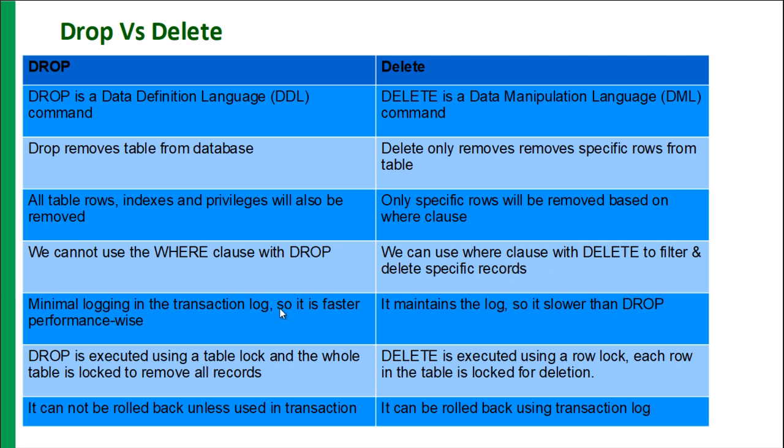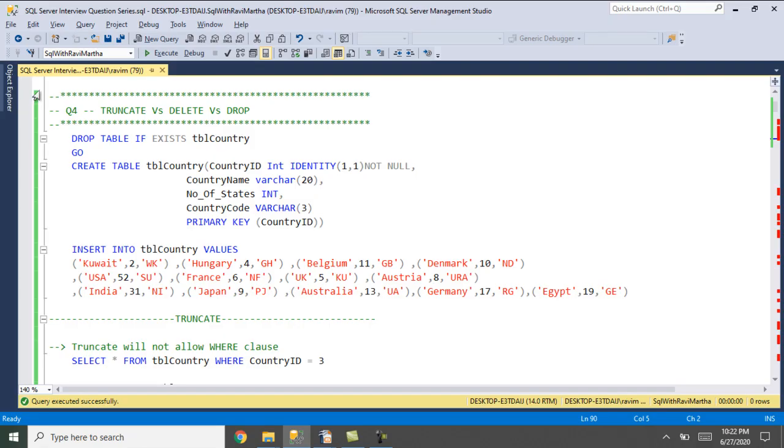Minimal logging will be done in the transaction log for drop, so performance-wise it is faster, whereas delete maintains the log. Drop is executed using the table lock, delete is executed using the row lock. Drop cannot be rolled back unless we use it in a transaction, whereas delete can be rolled back using the transaction log. Let's flip back to SQL Server Management Studio and look at it in action.